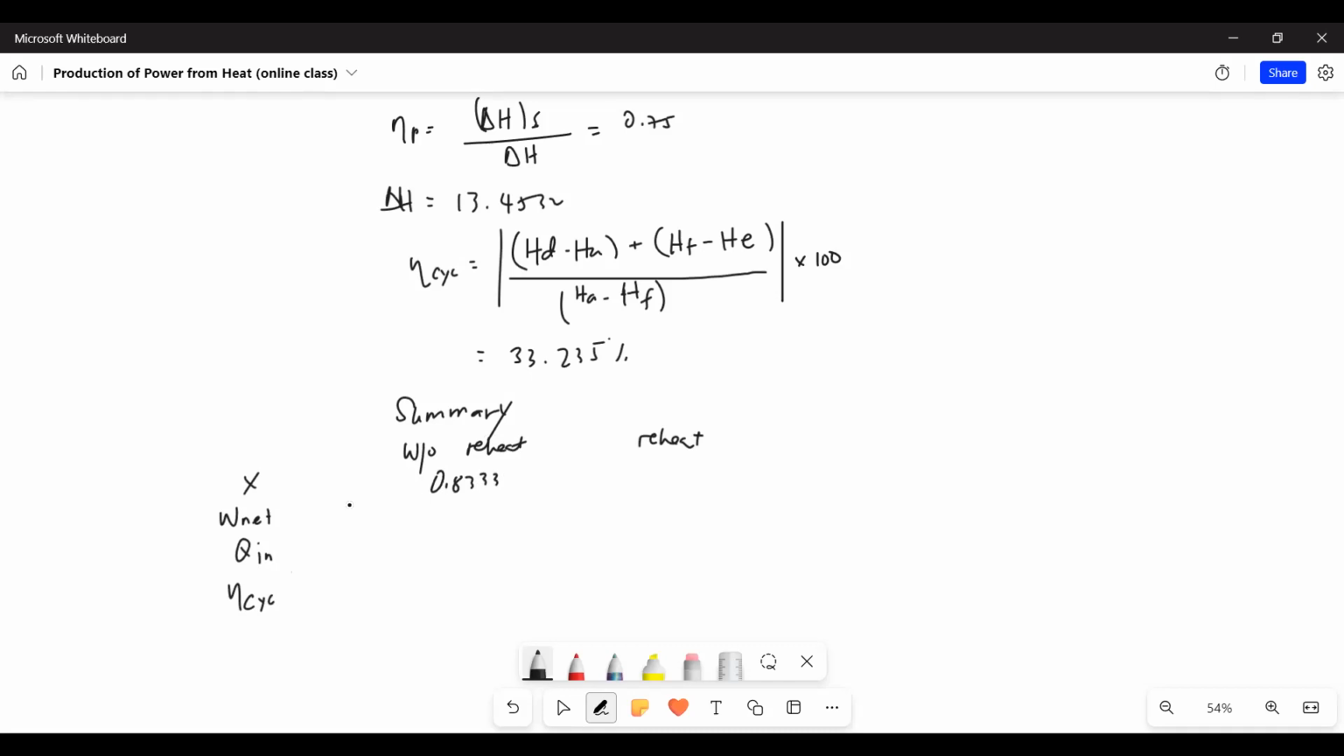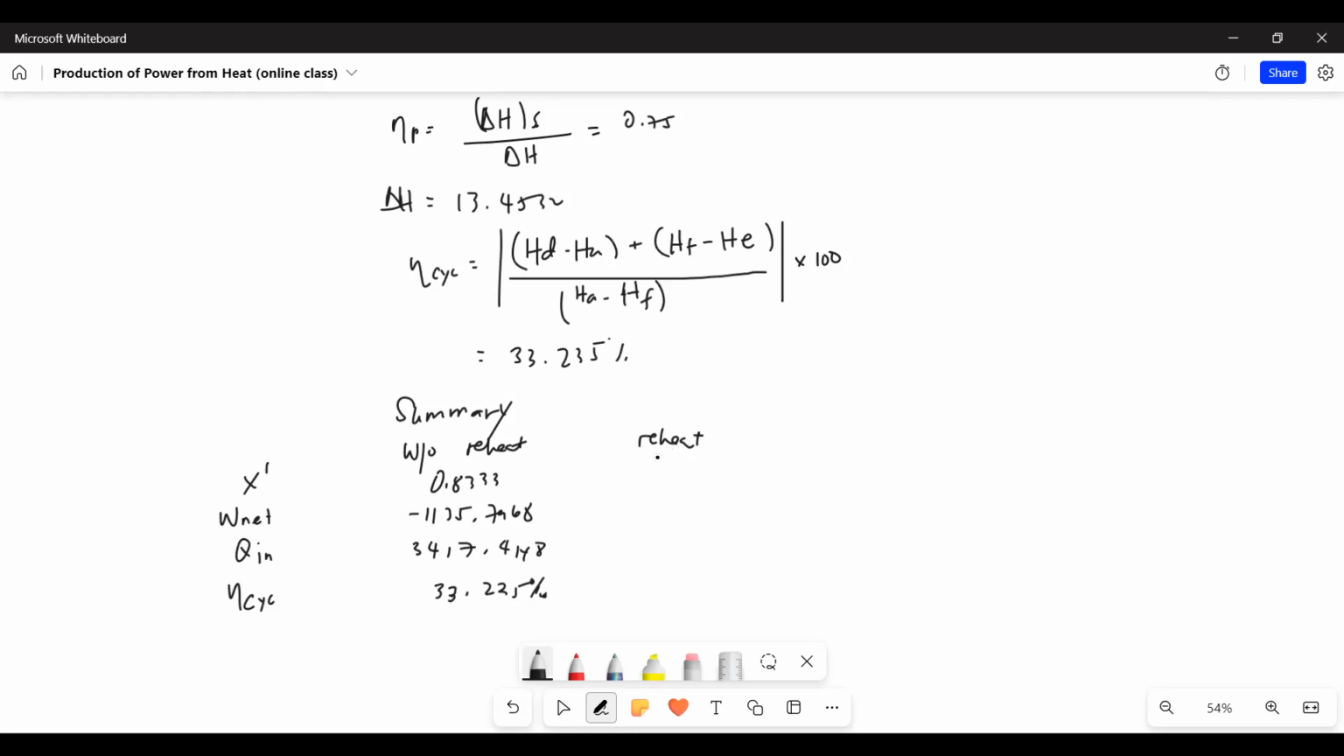X prime. Hindi na natin calculate yung X. So let's just look at X prime. So work net, ito, calculate this on your own, but this value is 1135.7968. Q in, calculate this on your own, then 3417.4148. The efficiency of the cycle is 33.235%. Okay?